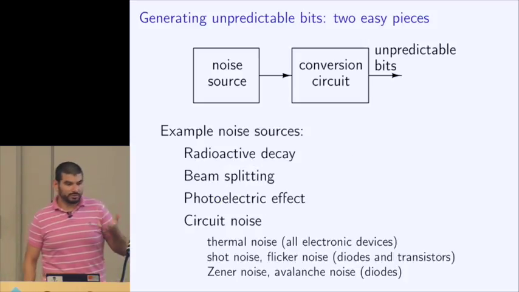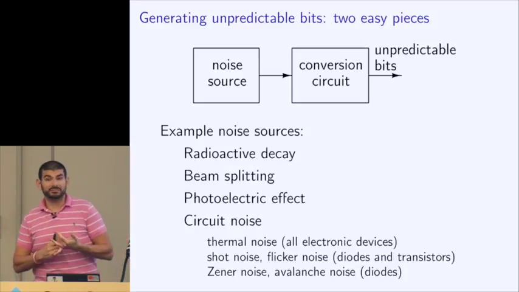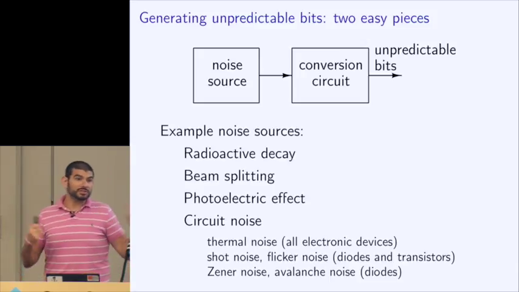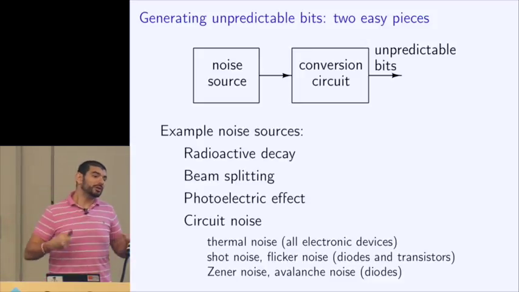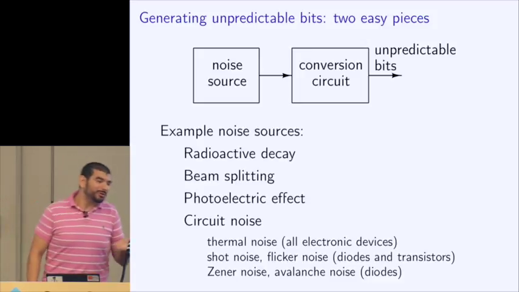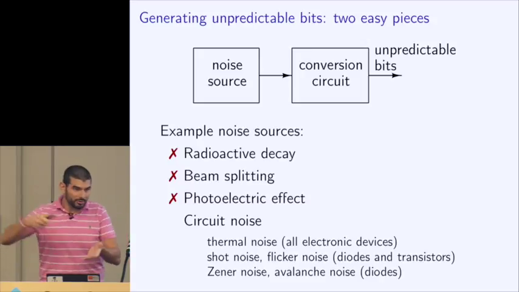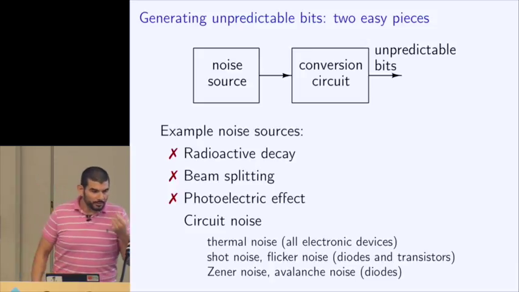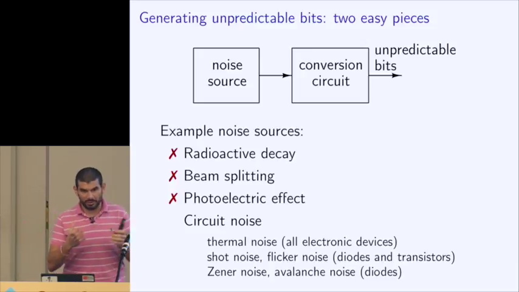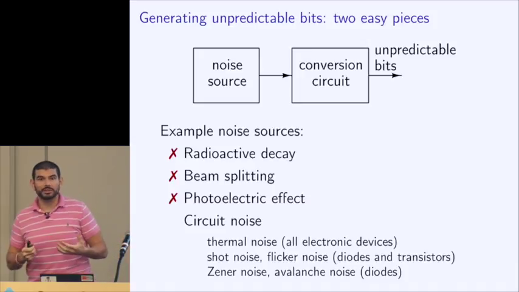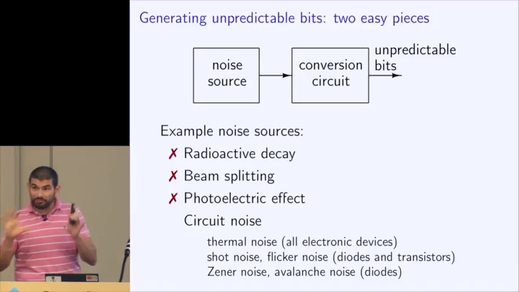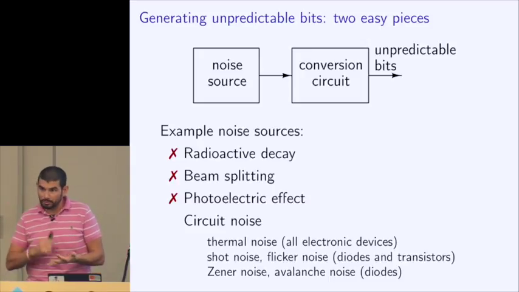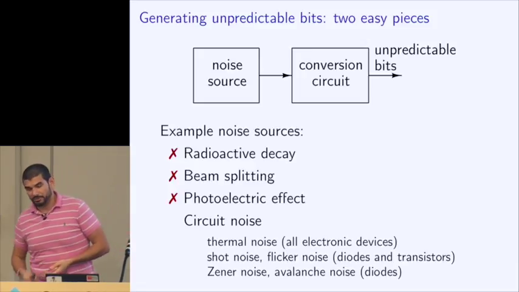So what are some examples of noise sources? Well, radioactive decay. We can watch the timing between decay events in a radioactive material, or we could watch single photon interactions with a beam splitter, or we could use the photoelectric effect. But look, all of these are a little tough to put into an embedded system, right? I'm not gonna put a chunk of uranium in my embedded system, especially not now. But it turns out that circuit noise is a really, really good source of randomness. In particular, every circuit device that you've ever used somehow has some random process going on inside of it. So for example, thermal noise, shot noise, flicker noise, Zener and avalanche noise.